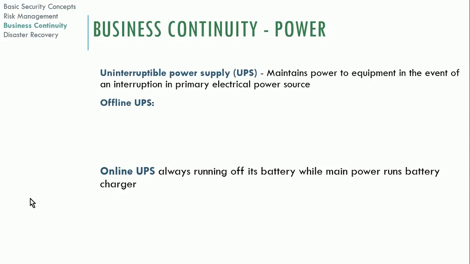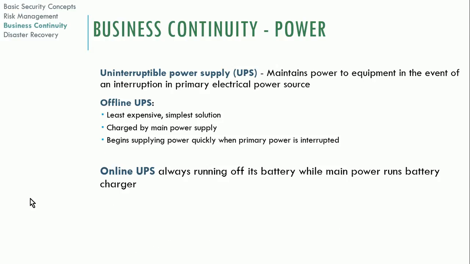And then power. Having redundant power. Power is another threat. If the power goes out, I lose access to my servers. So one way to do that is to have uninterruptible power supplies. So an offline UPS is the least expensive and simplest solution. It's charged by a main power supply, and it begins supplying power quickly when the primary power is interrupted, and then it switches back to standby mode when the power is restored.